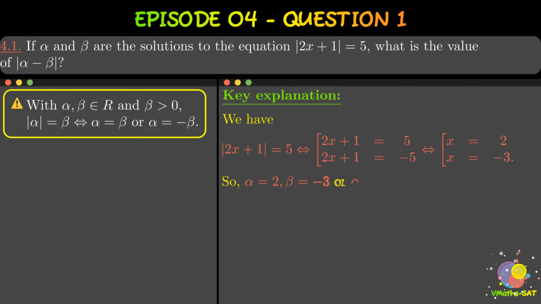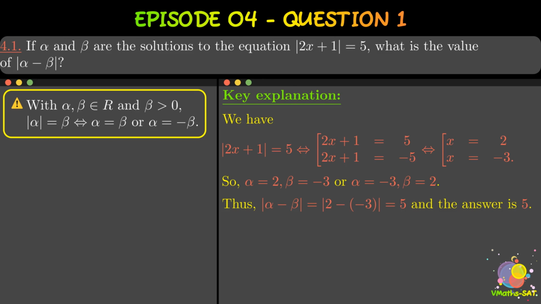Therefore, alpha is equal to 2 and beta is equal to negative of 3 or alpha is equal to negative of 3 and beta is equal to 2. Consequently, the absolute value of alpha minus beta is equal to the absolute value of 2 minus negative of 3, which is 5, and the answer is 5.